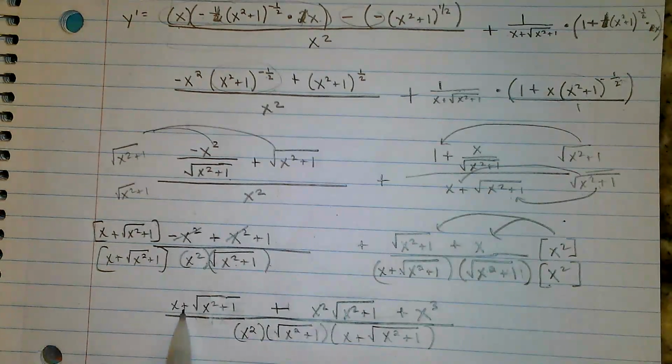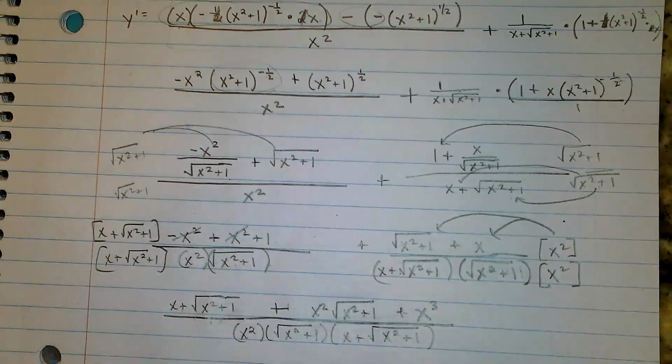I have x plus root x squared plus 1 plus x squared root x squared plus 1 plus x cubed. God, this is awful. No wonder so many of you asked about 97. I think I'm going to take a closer look at this and then get back to you.